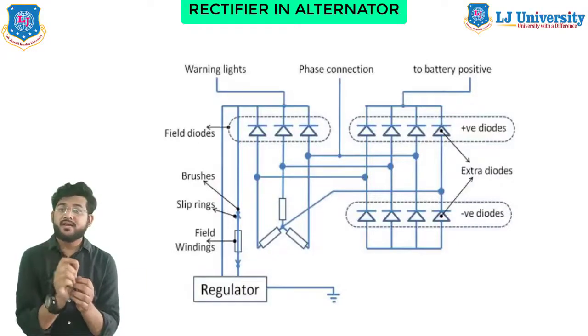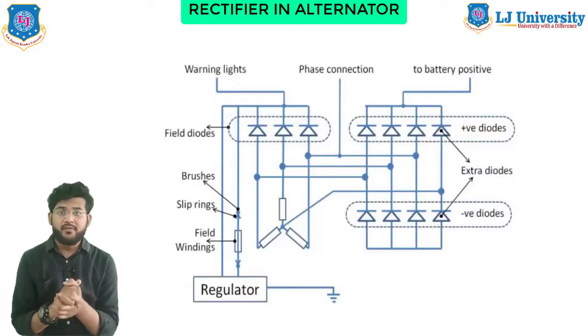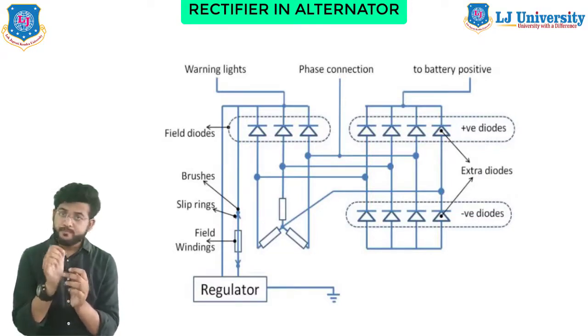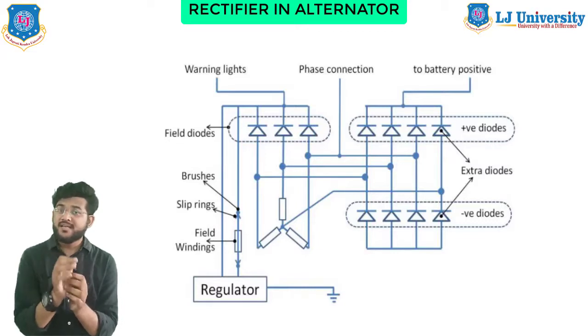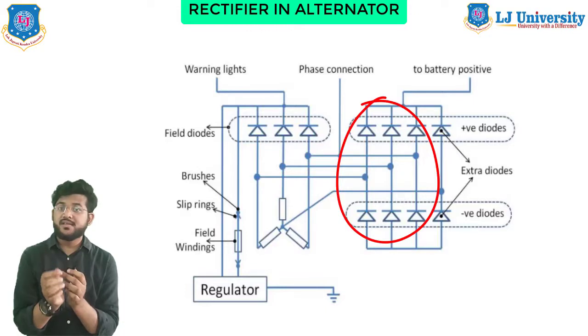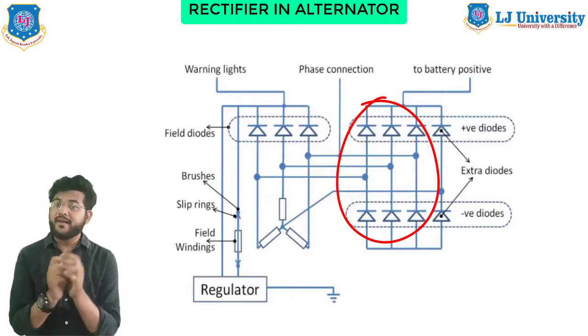Next is the rectifier circuit of the automobile alternator. So how will it work? As seen, two diodes produce full wave rectification of the single phase input. For three phase input, we require 6 diodes along with the rectifier bridge of the star connection or delta connection.